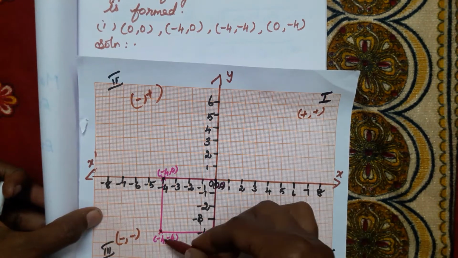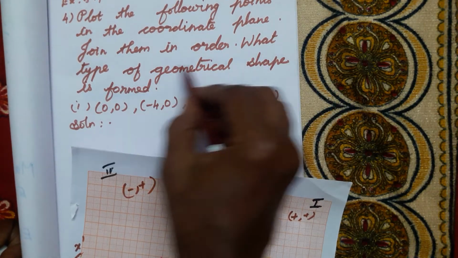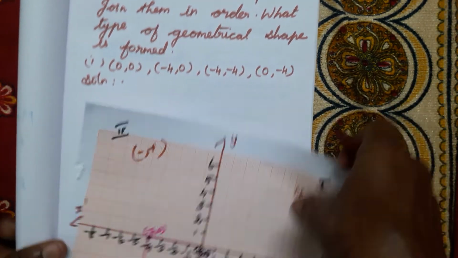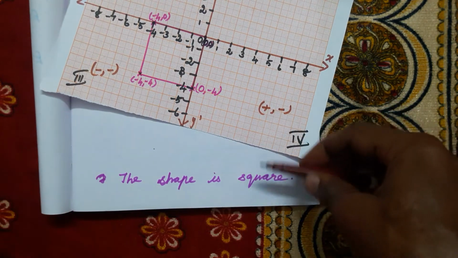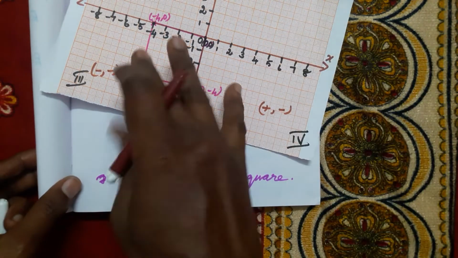When we join all the points, what shape? The question: what type of geometrical shape is formed? The shape is a square. It is a square.